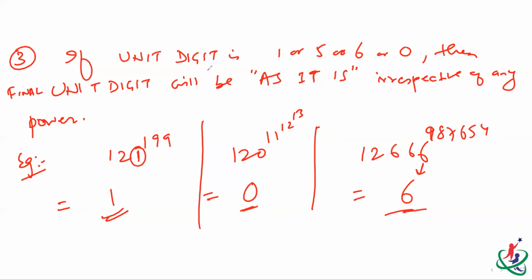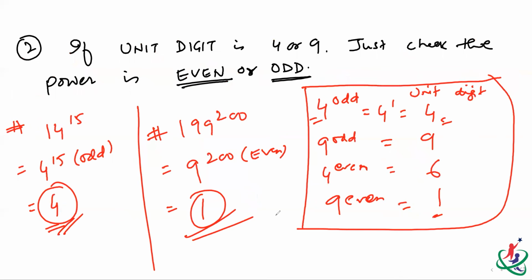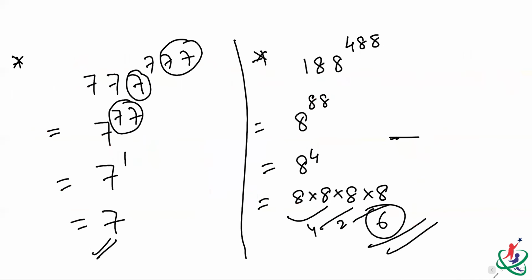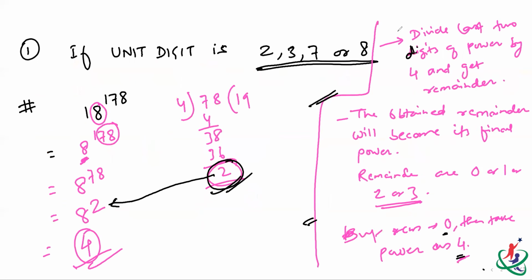But you have to remember that 0, 1, 5, 6 belong to one category and the answer remains the same: 0, 1, 5, 6. For 4 and 9, just think about even or odd. If odd, it is 4 or 9 itself; if even, 4 becomes 6 and 9 becomes 1. And if it is 2, 3, 7, 8, you need to divide the last 2 digits of the power by 4 and get the remainder. If the remainder is 1, 2, 3, the final power stays as it is. But if the remainder is 0, the final power will be taken as 4.